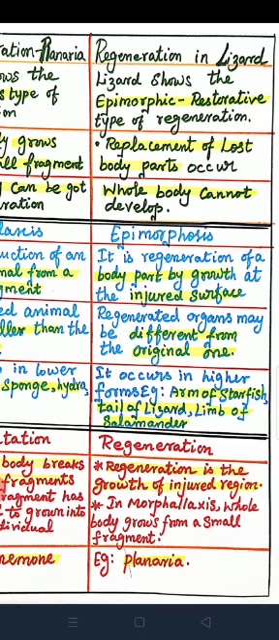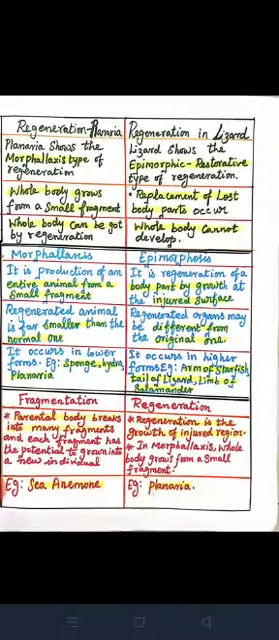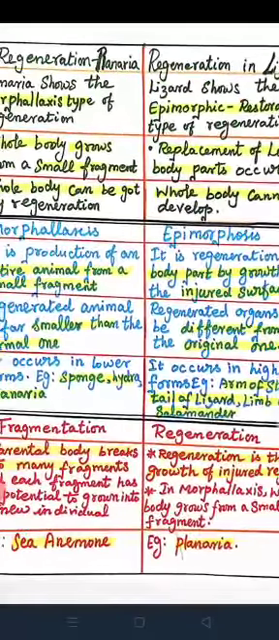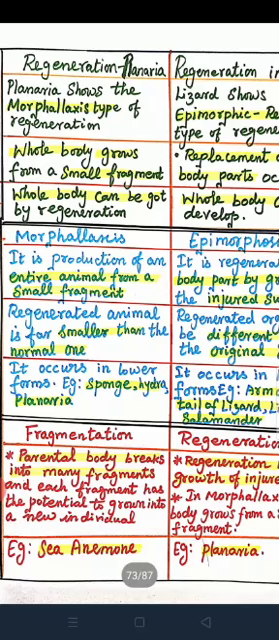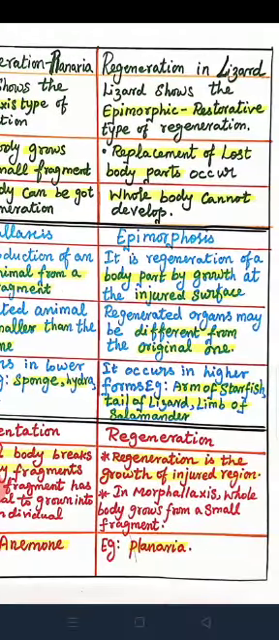It is regeneration of a body part by growth at the injured surface. That means lost body parts can grow. That's it. Point number 2. In Morphallaxis, the regenerated animal is far smaller than the normal one. After feeding only, it gains its original size. What about the epimorphosis?